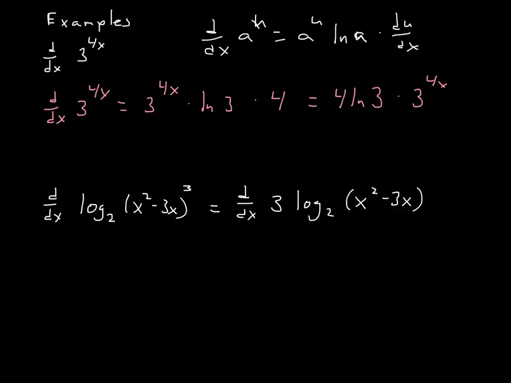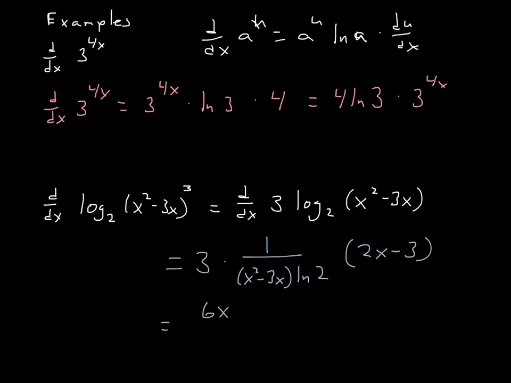And now when I take that derivative, again, using that property that we just had, this derivative is going to equal 3 times 1 over the x squared minus 3x, the u, times the natural log of my base, which is 2, times the derivative of the inside function. So that's going to be 2x minus 3. Or I am going to get 6x minus 9 over x squared minus 3x times the natural log of 2.